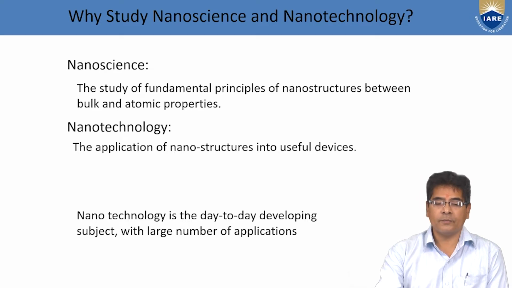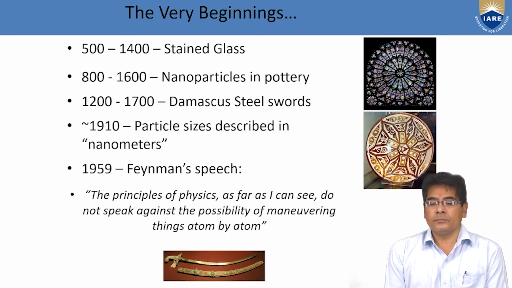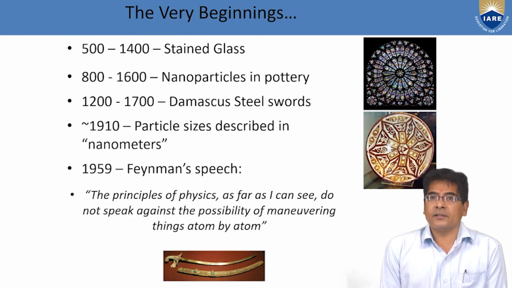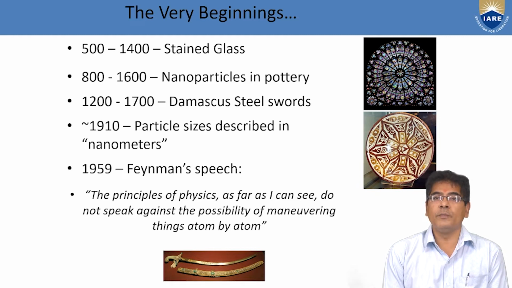Now, if you come to the origin of nanotechnology, the word nanotechnology is relatively new, but the existence of nanostructures is not new. In the 4th century AD, Roman glass makers fabricated glasses containing nano-sized materials. Similarly, gold nanoparticles were made long ago. The concept of nanotechnology was first given by the famous scientist Richard Feynman in the year 1959, with the principle: there is plenty of room at the bottom.